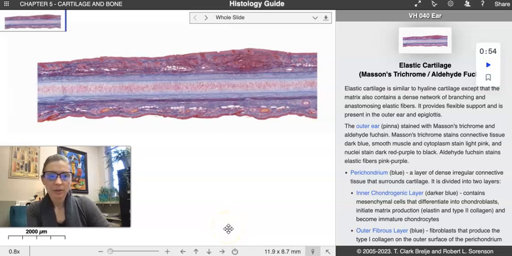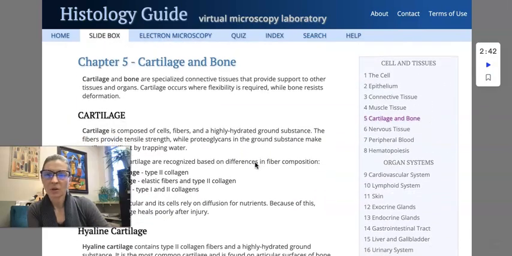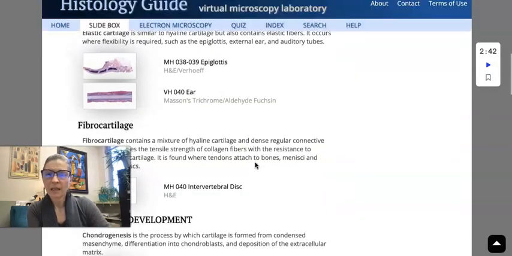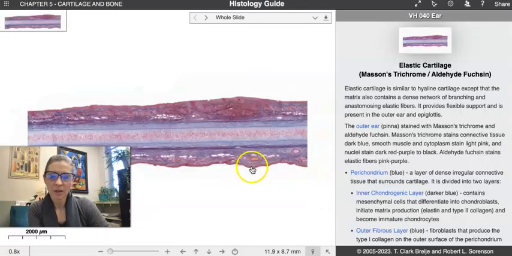Let us take a look at the three different types of cartilage. The first one I have here is elastic. So again, if we go back to our guide, at the top we're at chapter 5, cartilage and bone. I scroll down and we really can pick either the epiglottis or the ear. Maybe I'll do both for elastic cartilage and then make a video for the others.